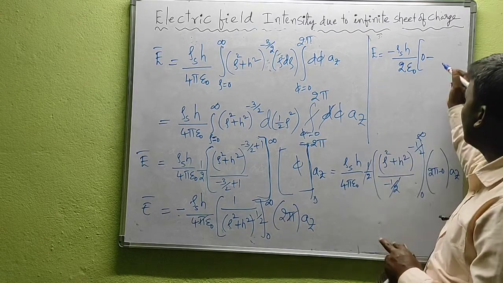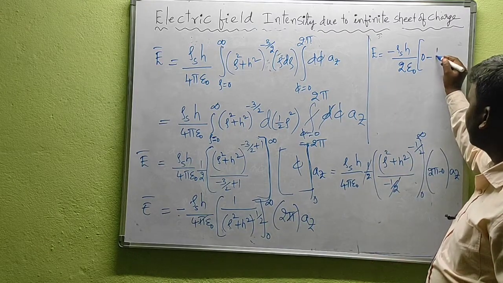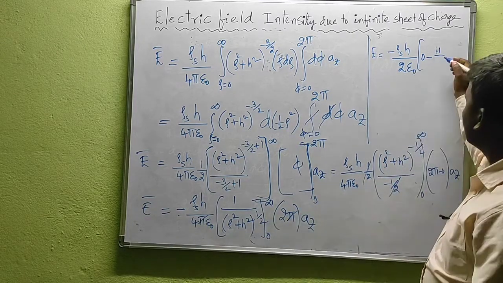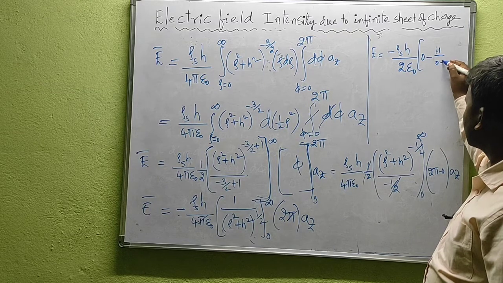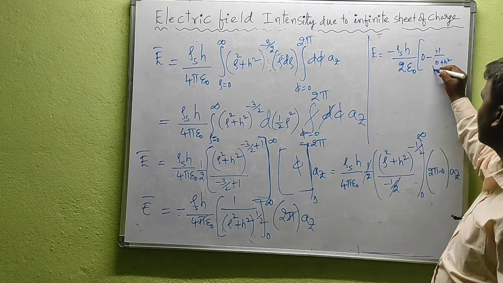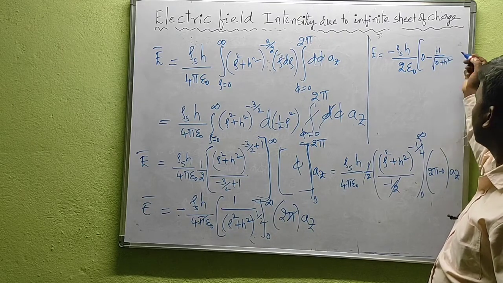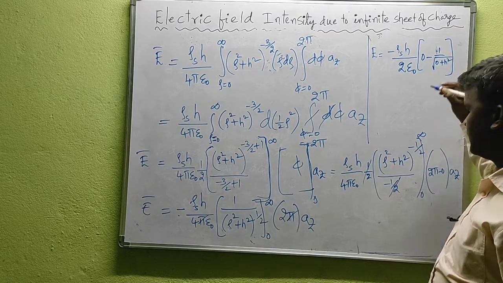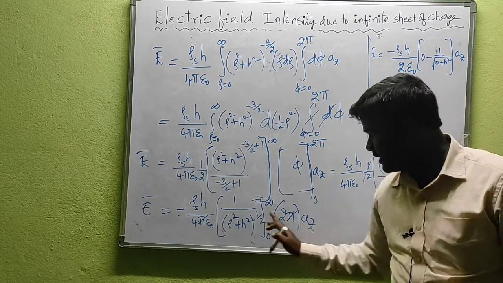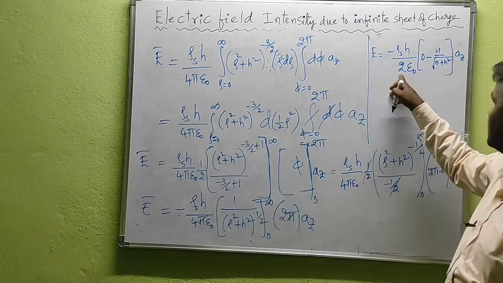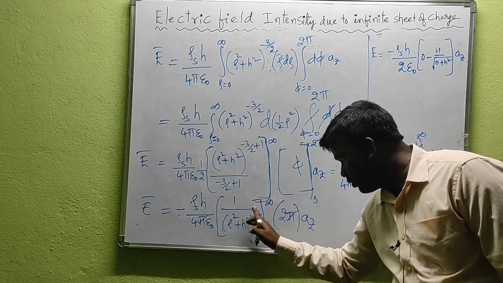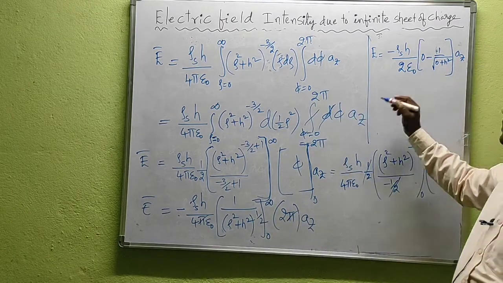Next, the lower limit. That is minus 1 by root of rho square, which is 0, plus h square, whole power 1 by 2. Whole power 1 by 2 means root. Into az. Here pi cancelled out, and 2 by 4 gives 1 by 2. Clear? Here I wrote the whole power 1 by 2 as under root. Now simplify this one.